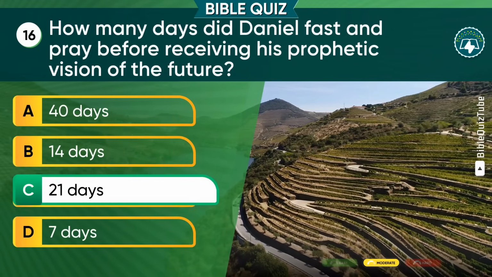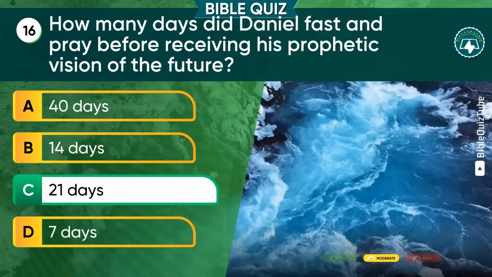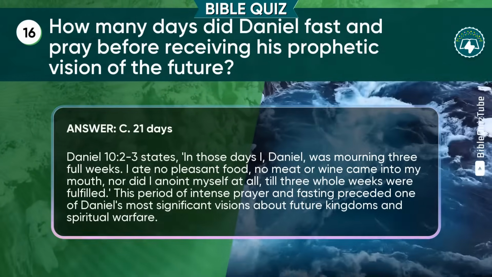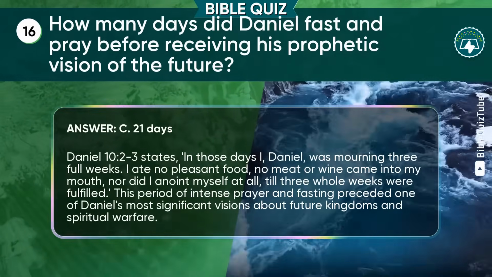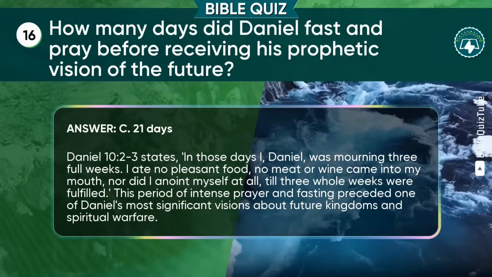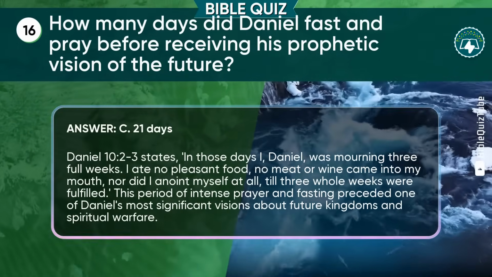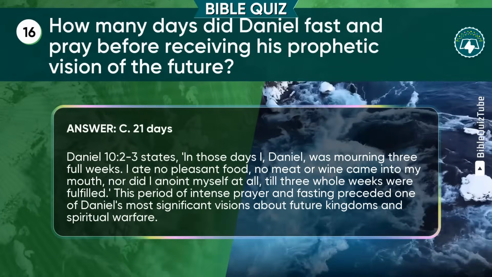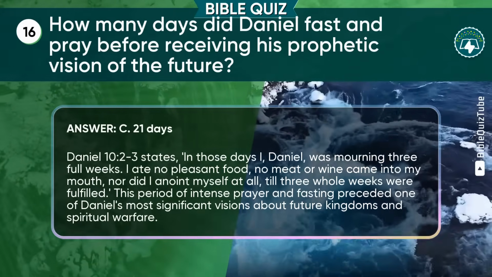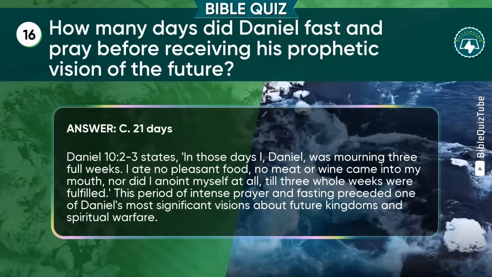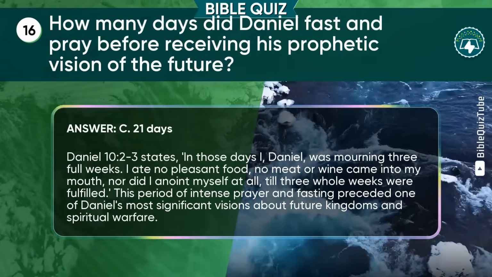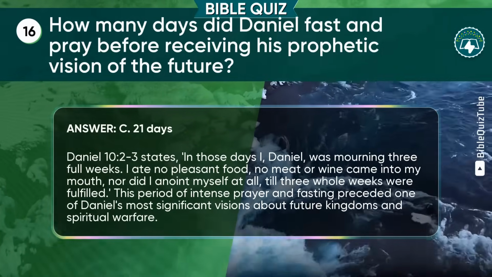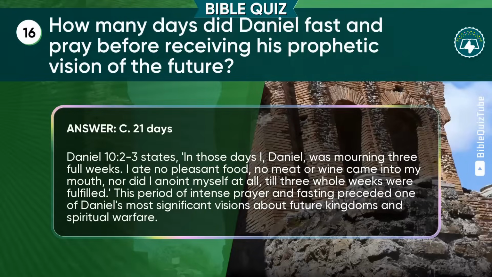The correct answer is C. 21 days. The explanation. Daniel chapter 10 verses 2 to 3 states, "In those days I, Daniel, was mourning 3 full weeks. I ate no pleasant food, no meat or wine came into my mouth, nor did I anoint myself at all till 3 whole weeks were fulfilled." This period of intense prayer and fasting preceded one of Daniel's most significant visions about future kingdoms and spiritual warfare.